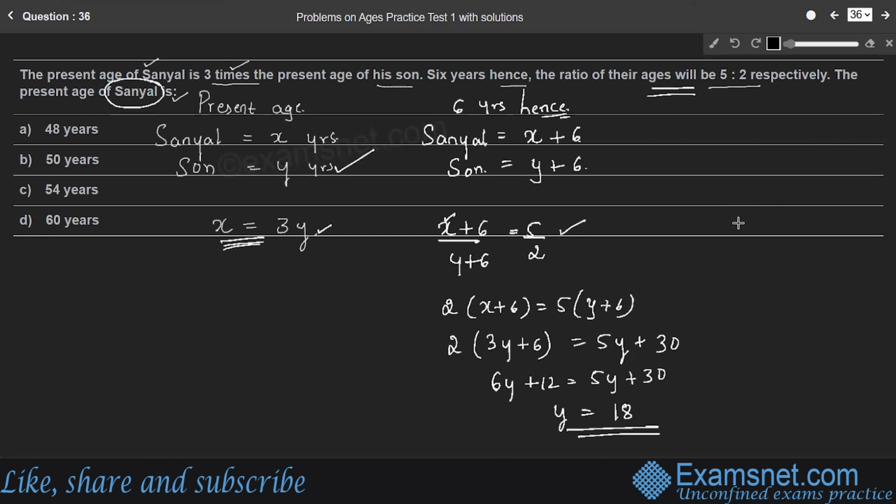So therefore, present age of Sanyal. Sorry, not his son, Sanyal's present age we want. So here x is equal to 3y, 3 into 18, which is 54 years. Here we need the present age of Sanyal, not his son's age. So value of x is 54 years. Therefore, Sanyal is 54 years old. Option C is the right answer.